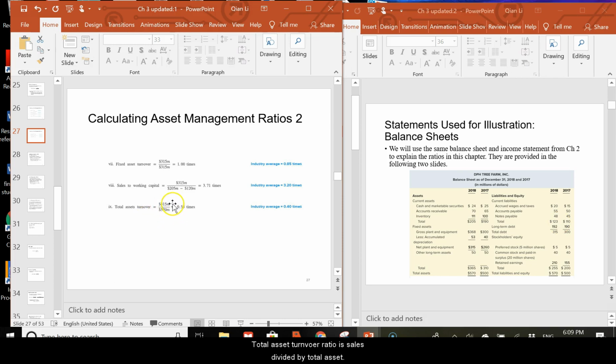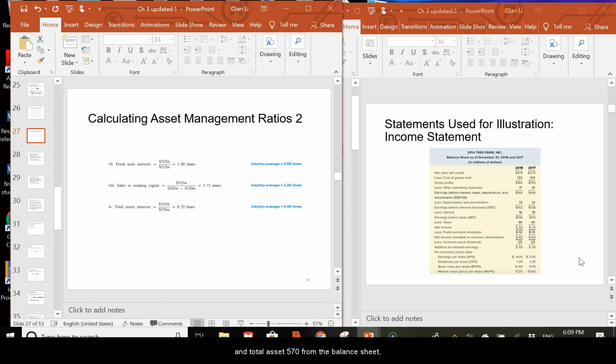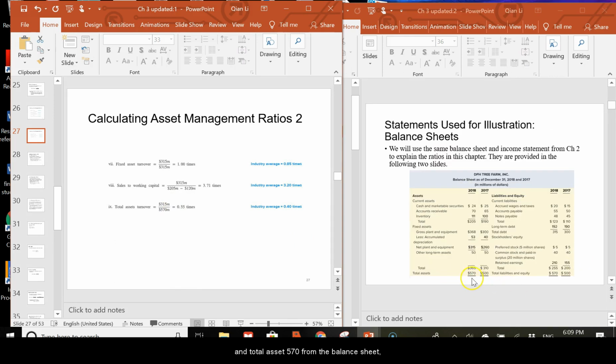Total asset turnover is sales divided by the total assets. Sales from the income statement is 315 and total assets is 570 from the balance sheet. So total asset turnover is about 0.55, a little bit higher than the industry average.